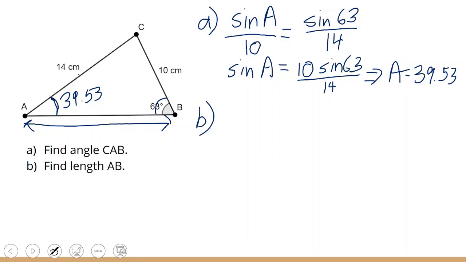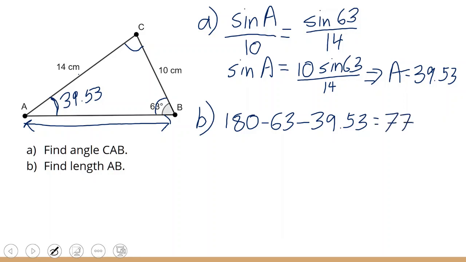So again, perhaps I can use sine rule, but I don't know this angle yet. But luckily, I also know that all the angles in a triangle must add up to 180. So it's easy to calculate what the angle of C is, right? All I have to do is take 180 minus the other two angles, which gives me 77.47.